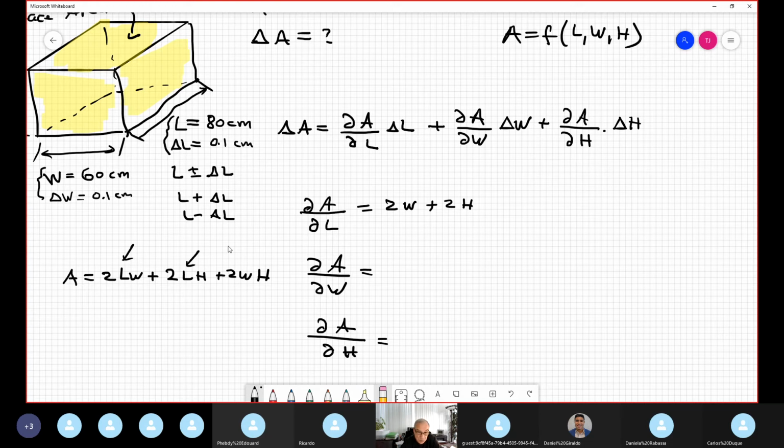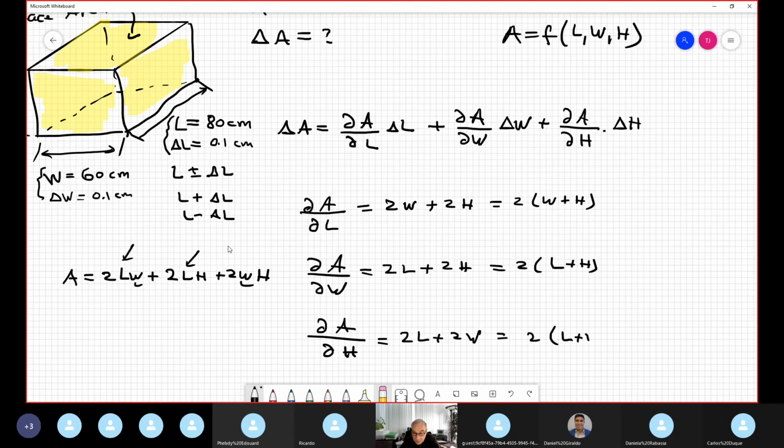The partial derivative with respect to... well, actually you can see that 2 is a common factor. So W plus H. Then the partial derivative of A with respect to W is 2L plus 2H, no? It's 2 times (L plus H), because W appears here and here. Okay, good. And the partial derivative of A with respect to H is 2L plus 2W. The formula is 2 times (L plus W).